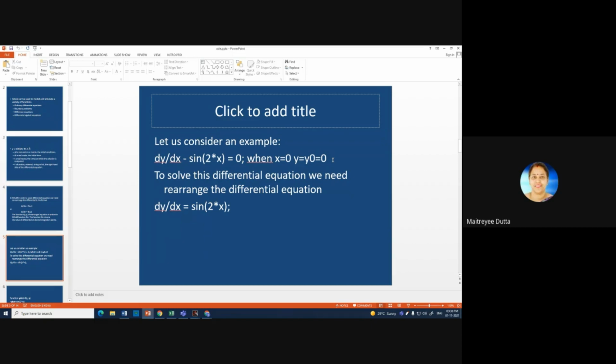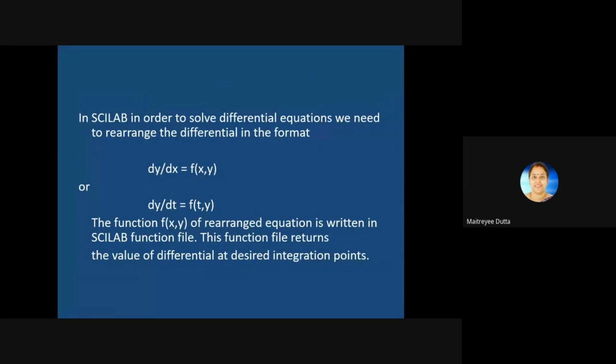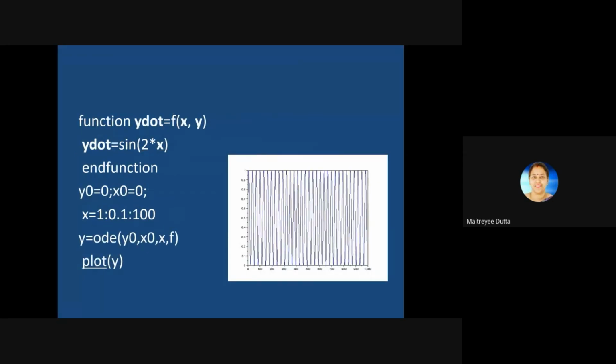So to solve this differential equation, first of all, we rearrange the equation. Whenever we get the equation, we write it in the form dy/dx equal to whatever we get on the right hand side. From the equation itself, we are getting dy/dx equal to sin(2x). We have to rearrange the differential equation because we need the form dy/dx = f(x,y). So dy/dx equal to sin(2x). This is my equation. Now we will write the solution.